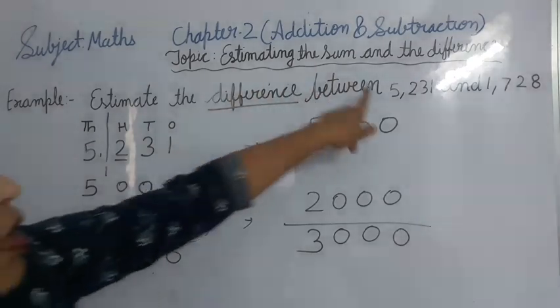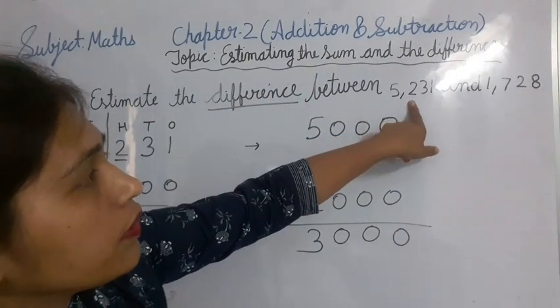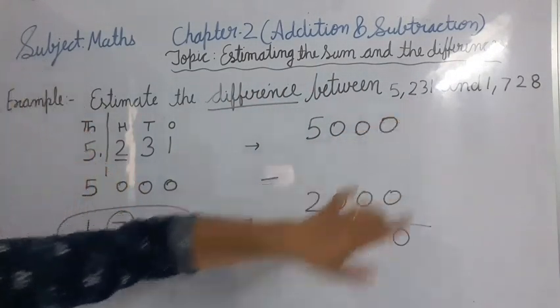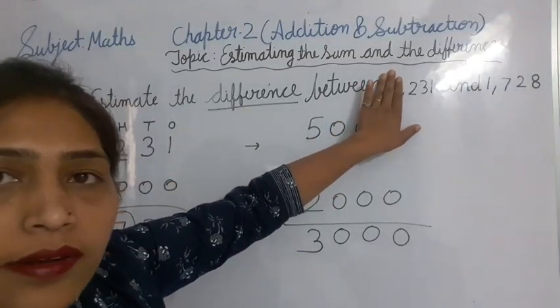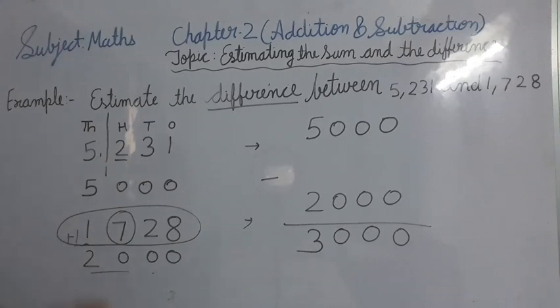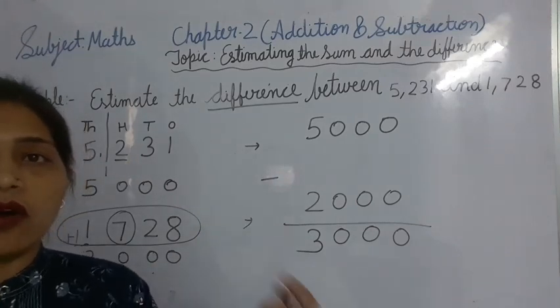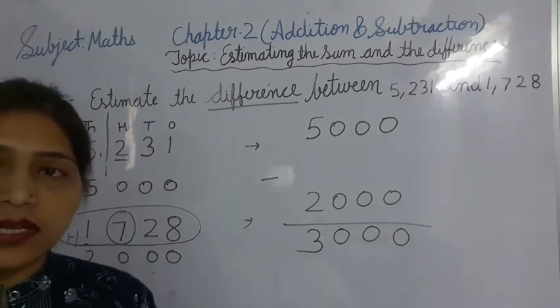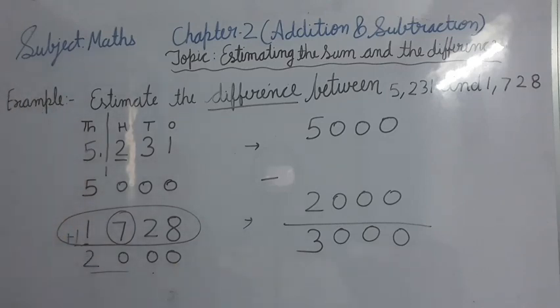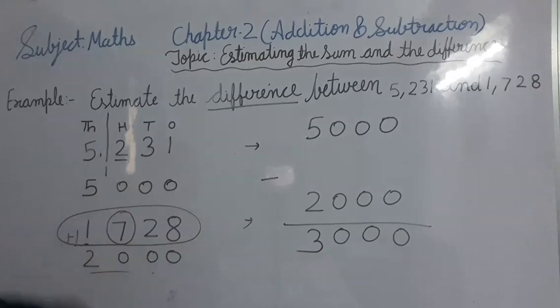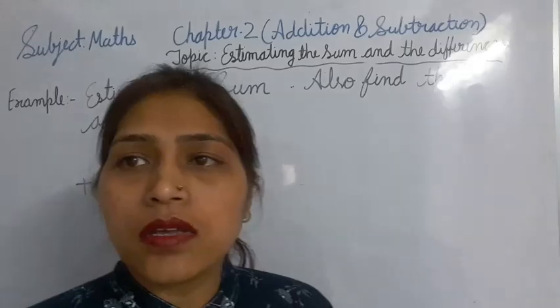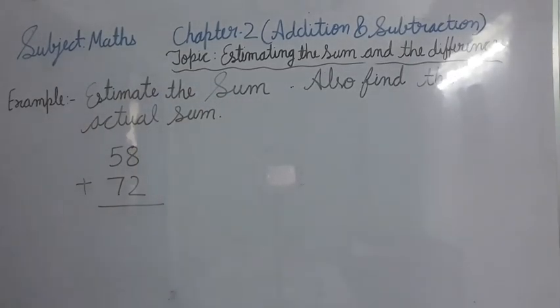So what is the step we need to follow? First we need to take out the round off nearest to the 1000, or if the number is in the hundreds, then nearest to the 100. Sometimes they will mention in the question that you have to round off the number nearest to the 1000 or nearest to the 100. So first take out the rounded numbers, then we need to do addition or subtraction. Clear? Let's take the next example.